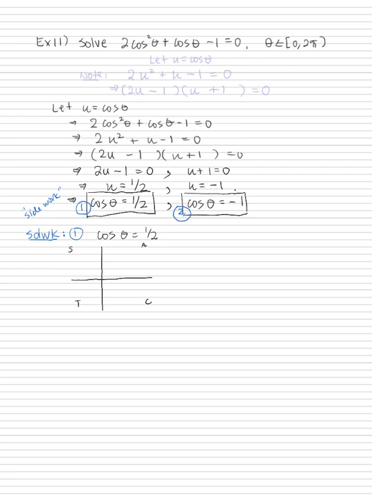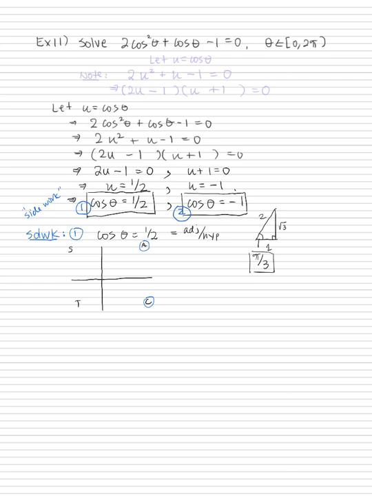Cosine is positive in quadrant 1 and quadrant 4. So what is the reference angle theta? That would be pi over 3. If you can figure that out, cosine is what? Adjacent over hypotenuse. The adjacent side of the angle has length 1 and the hypotenuse is 2. So again, we get a 30, 60, 90 degree triangle. Good. So this one is going to be pi over 3, and that's going to be our reference angle.